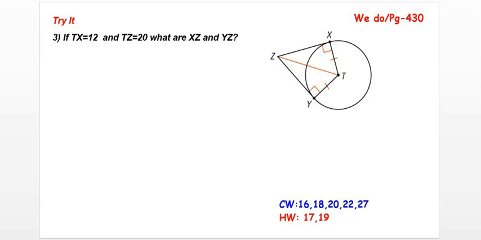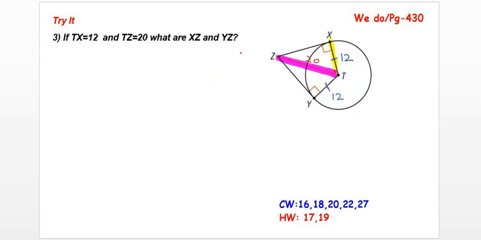Here is the first question. It says TX. So where is TX? It's this one. How long is it? It's 12. So we can write over here it's 12, and as they have marked this symbol and this symbol, TY will also be 12, and another way to understand it is that both are radii of the circle. Clear? So this one will be 12 and this one will be 12. Now they said TZ is 20. Where is TZ? This TZ, the red line, is 20. So we can write over here this is 20.